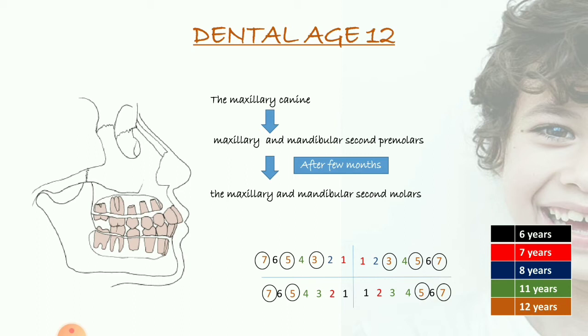For easier remembering, we can remember it as an odd number sequence, like 3, 5, 7 for maxilla and 5, 7 for mandible, because the mandibular canine erupts at the age of 11 years itself. So we are left only with mandibular second premolar and mandibular second molar. So 3, 5, 7 for maxilla and 5, 7 for mandible. This is the maxillary canine which erupts at the age of 12, then maxillary and mandibular second premolars, and after a few months maxillary and mandibular second molars erupt.